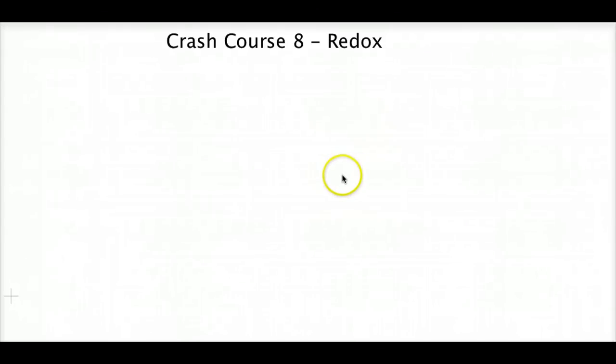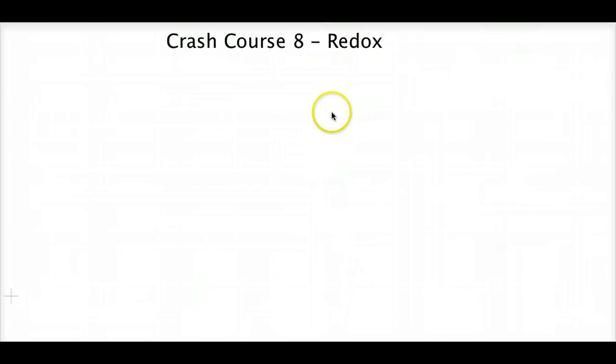This is the 8th installment of the Crash Course Regents Chemistry series, and this is going to be on the Redox unit as pertains to the New York State Regents Curriculum. So I'm going to go over all the things you have to know for the Redox portion of the test, or the questions that pertain to Redox, oxidation, reduction, on the New York State Regents.